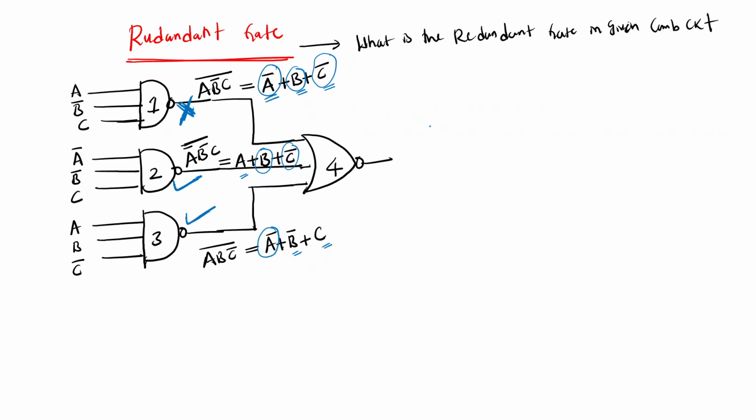Okay, so now what is the redundant gate? Gate 1 is the redundant gate. Okay, so like this. Suppose if you take one more example, suppose like what is the redundant gate?